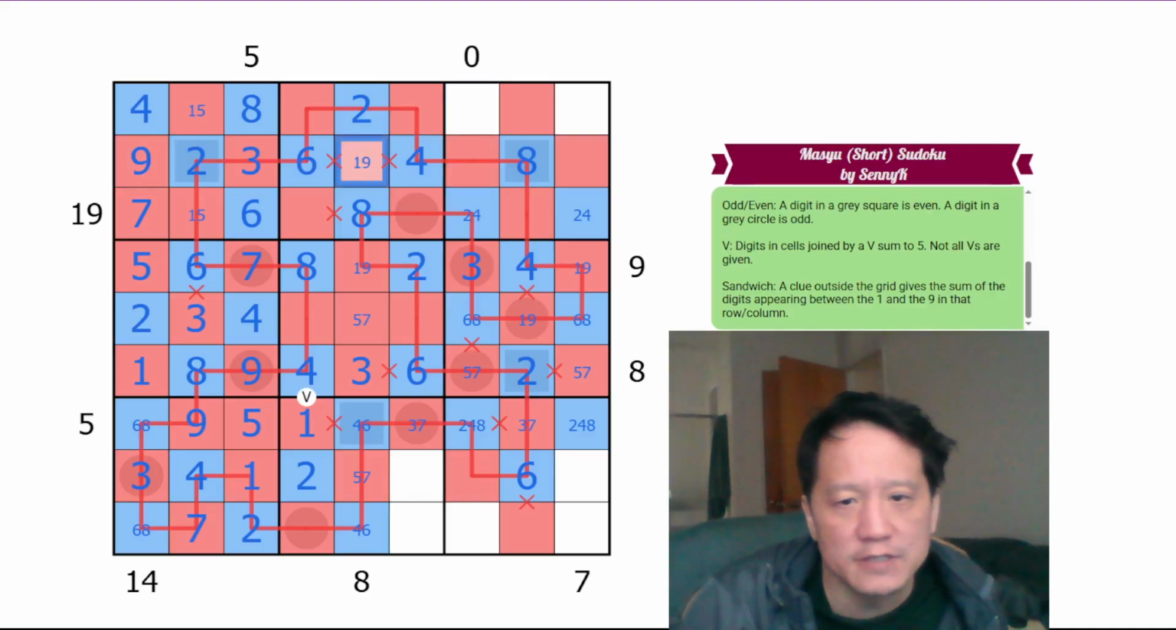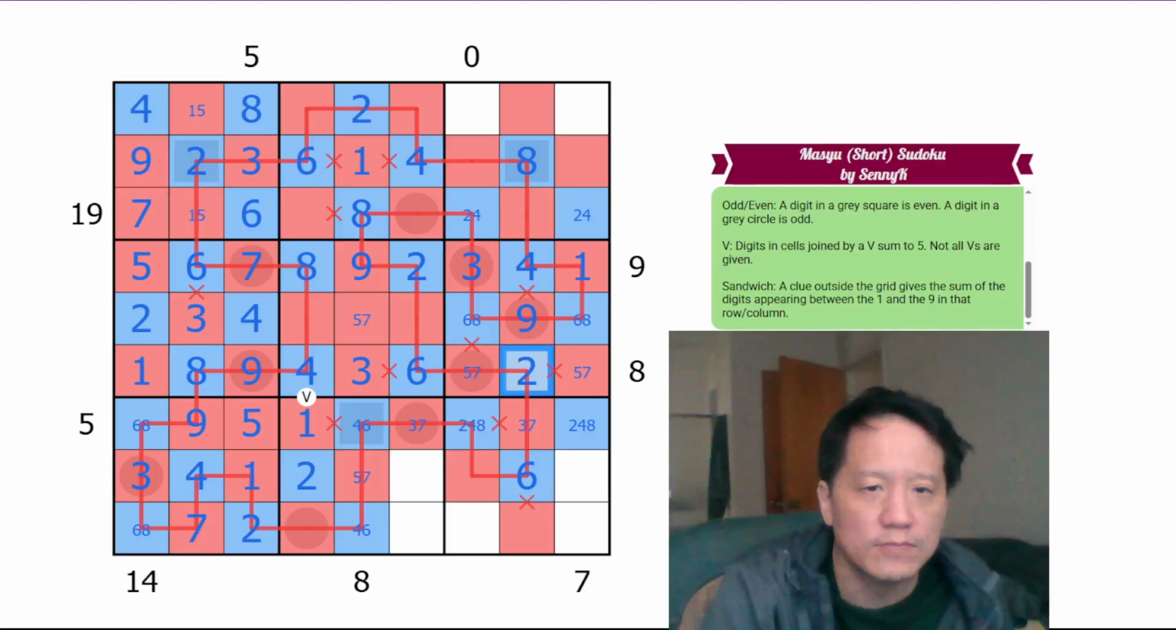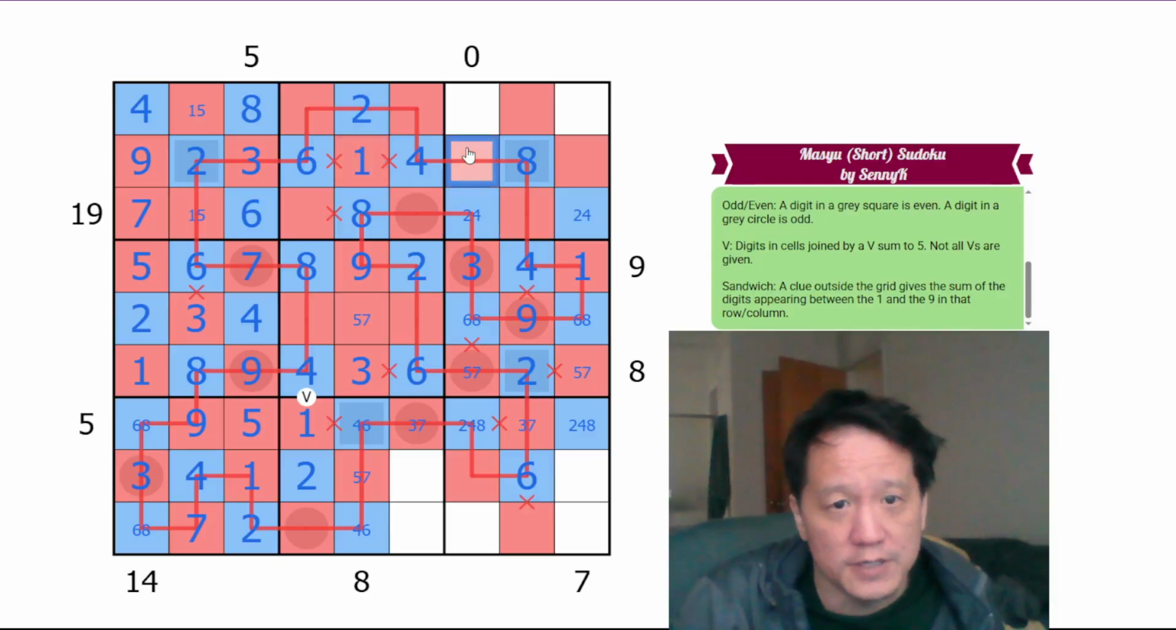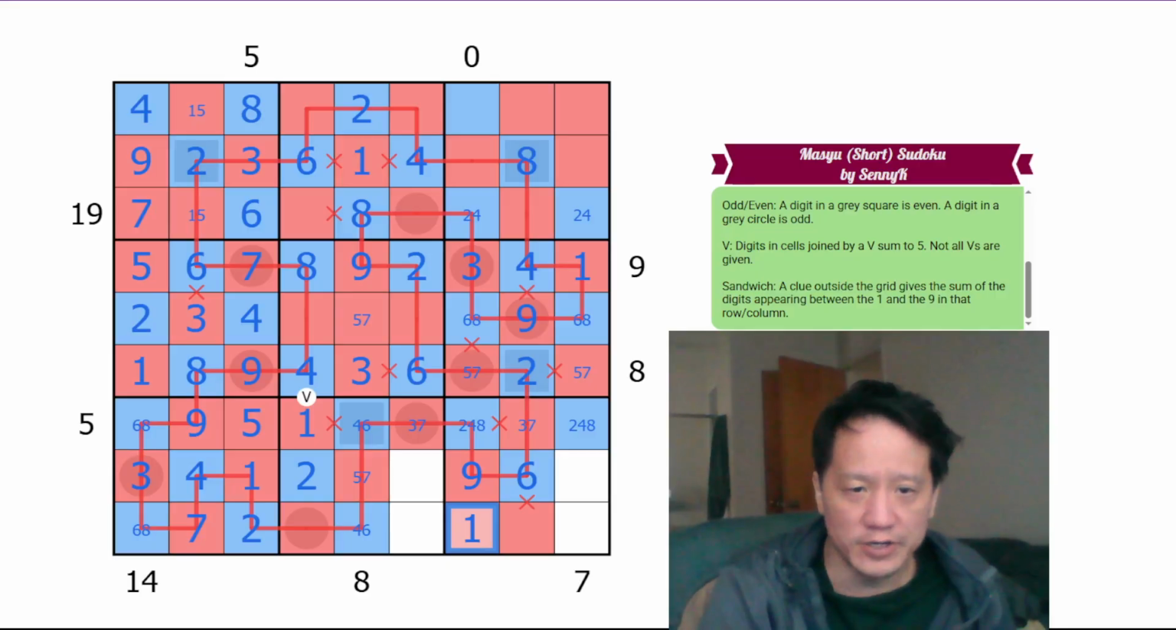This 9 eliminates 9 here, so it's 1, which makes this 9. Which makes this 1, which makes this 9. This cannot be 1 or 9, so the 1 and 9 both have to be here. So this is odd. We have 5 odds in column 7, so this is even. We have 4 evens in row 1, so this is odd. This has to be 1 or 9, so this is 9, which makes this 1.